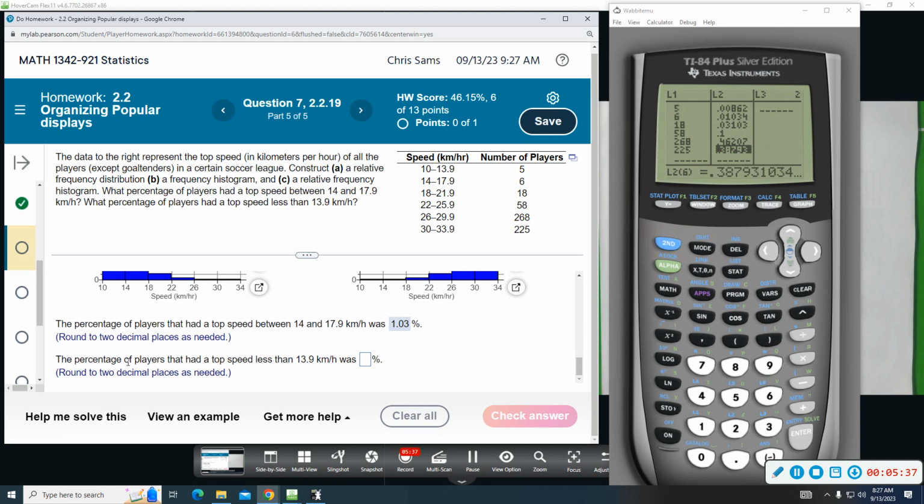All right, and then the last part, the percentage of players that had a top speed less than 13. So here's 13. I'm almost looking at this question in 2 different ways. Less than 13, I want to say this group. Greater than 13. Well, when you talk about speed, the lower the time, the faster you are, and the bigger the time, the slower you are. So when it says had a top speed less than 13, I'm almost thinking slower, but maybe they're just thinking with this category right here.